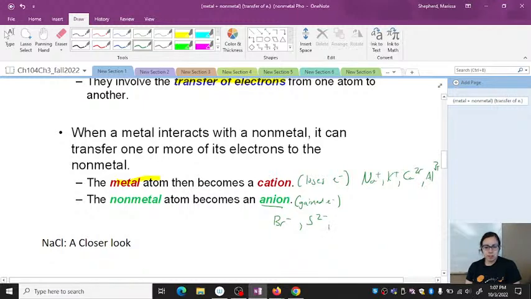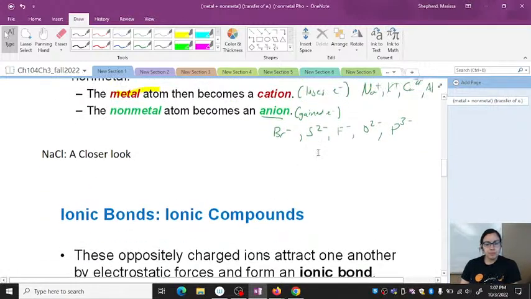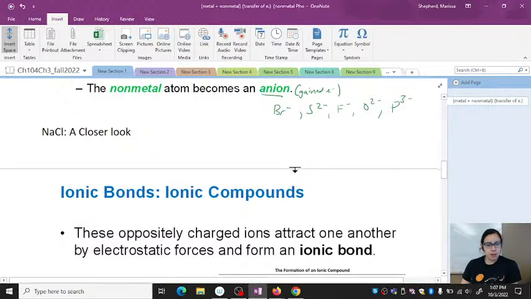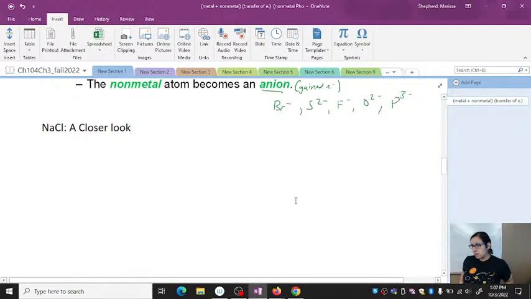So bromine, sulfur, fluorine, oxygen, phosphide, any sort of those. All right, so let's take a look at sodium chloride. And so this is where we can practice drawing our Lewis dot structures as well.